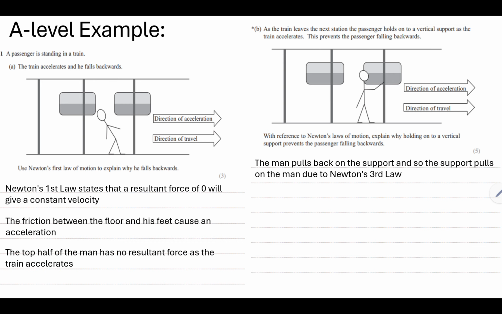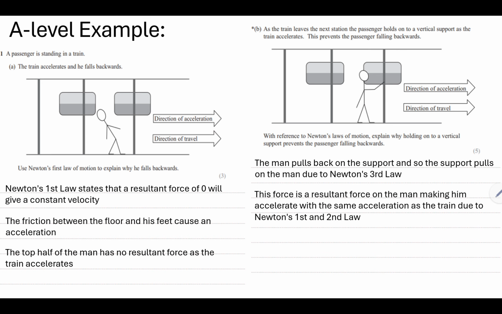So the man pulls on the support, and so the support pulls on the man due to Newton's third law. This force is a resultant force on the man, making him accelerate with the same acceleration as the train due to Newton's first and second law. So the first part will be 2 marks and the second part will be 3 marks, and that's 5 marks altogether. And that's the question done.